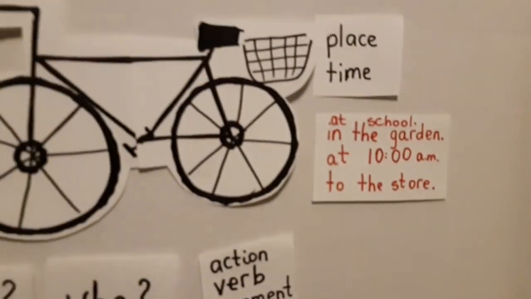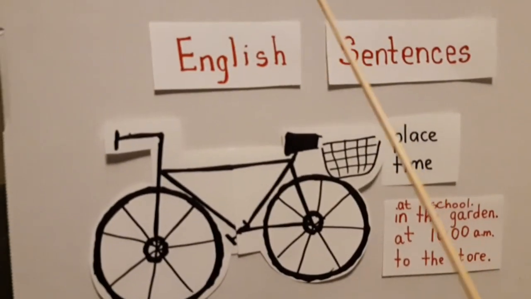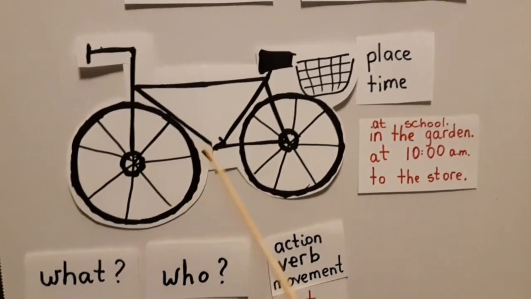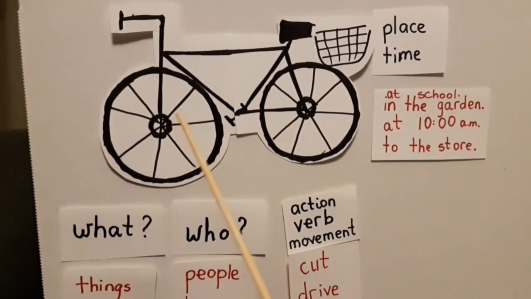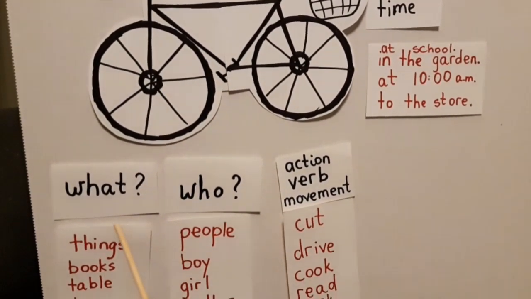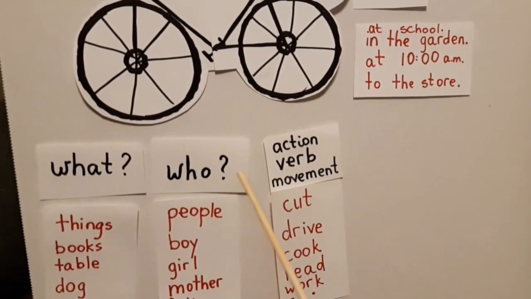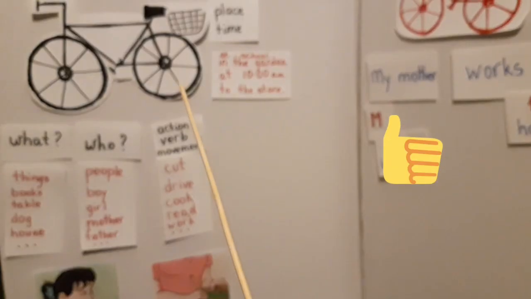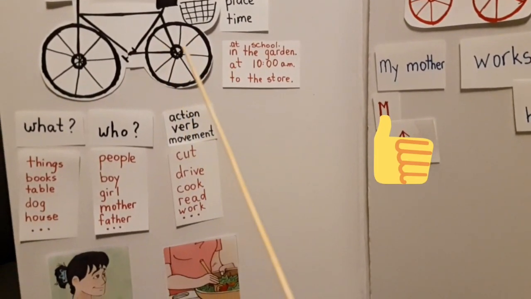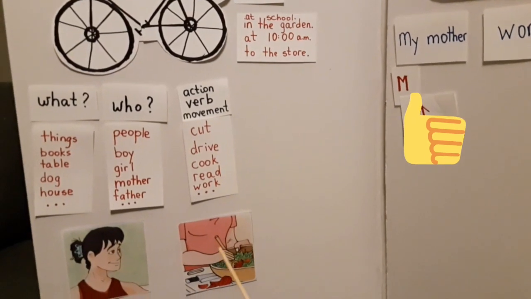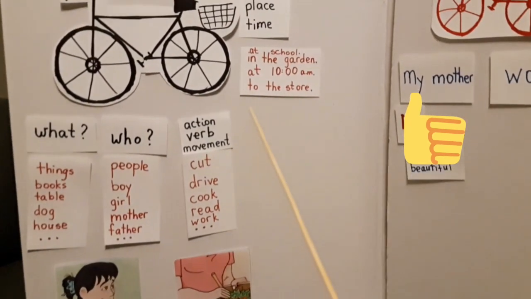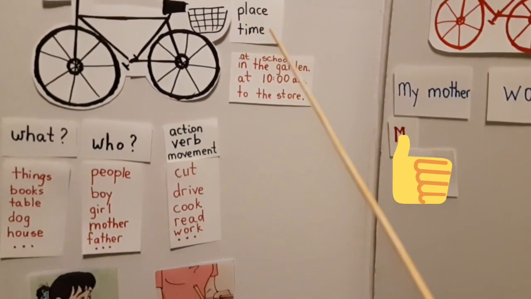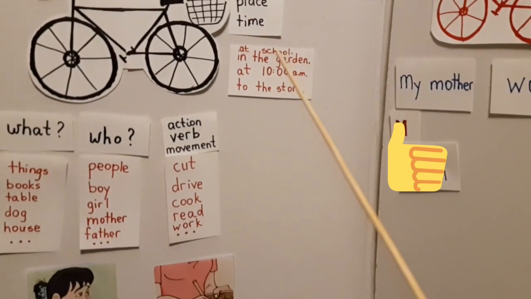Remember, to have a good English sentence, you need to remember about the bicycle. Always start with the first wheel with the question what and who, and then choose your second wheel, which will be the action, and then think about the small basket and talk about the place or maybe the time.